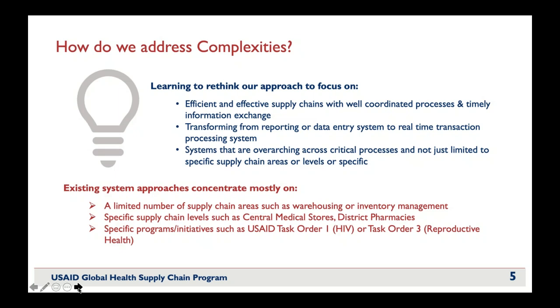So data should be transformed from one level to another level, the same way that the physical commodities move from one level to another. What that means is you have a much more coordinated process that ensures that physical commodities move from one point to another smoothly. But at the same time, the data associated with those commodities also moves in tandem. So the data that you're getting is not based on reporting after the fact, but is more real time, which means that it helps you take supply chain decisions in a more effective way.